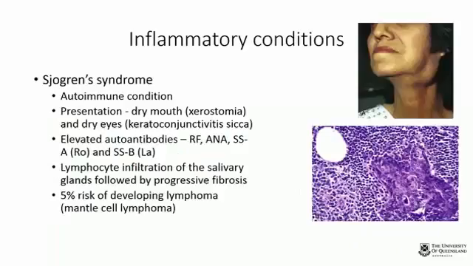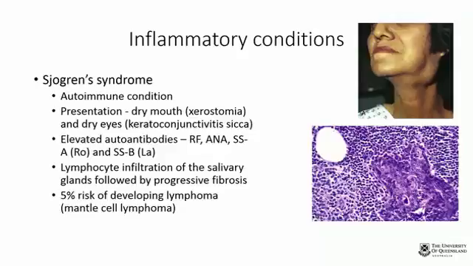Sjogren's syndrome is an autoimmune condition that usually presents in older females with the dyad of dry mouth, xerostomia, and dry eyes, keratoconjunctivitis sicca, that is due to the immune-mediated destruction of salivary gland and lacrimal gland tissue. It can manifest as a primary autoimmune condition, or more commonly can occur secondary to other autoimmune conditions such as rheumatoid arthritis, systemic lupus, vasculitis, or thyroiditis.